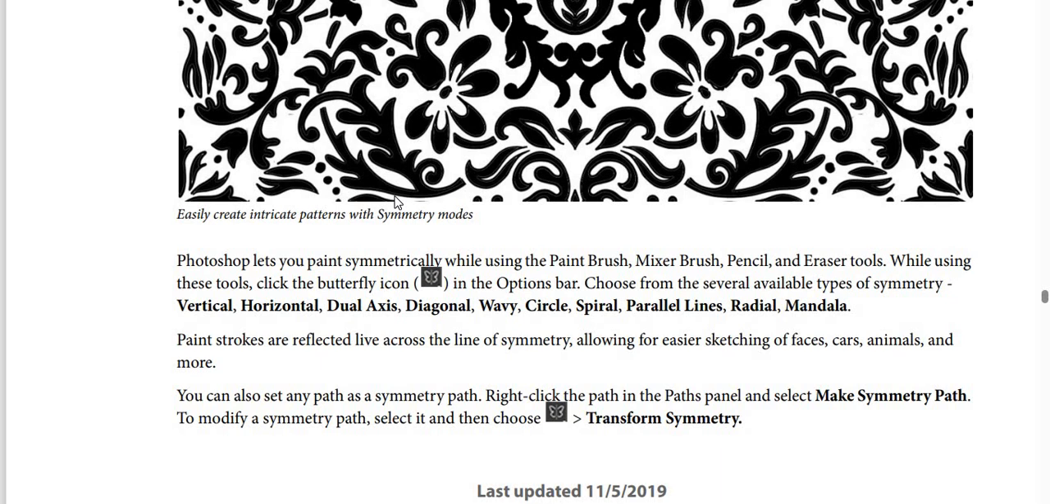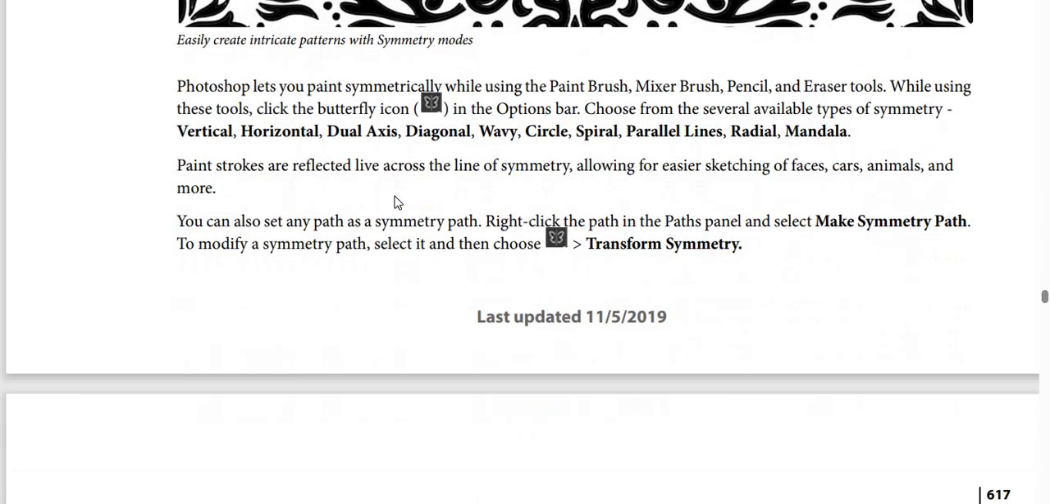And Photoshop lets you, by the way, paint symmetrically while using the paintbrush, mixer brush, pencil, and eraser tools. And while using these tools, you should click the butterfly icon in the options bar, and then choose from the several available types of symmetry: vertical, horizontal, dual axis, diagonal, wavy, circle, spiral, parallel lines, radial, and mandala. Paint strokes are reflected live across the line of symmetry, allowing for easier sketching of faces, cars, animals, and more.